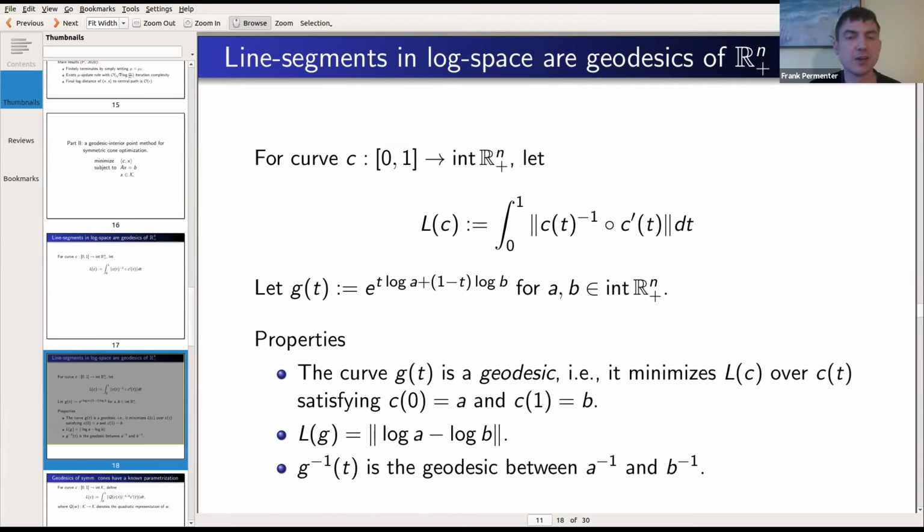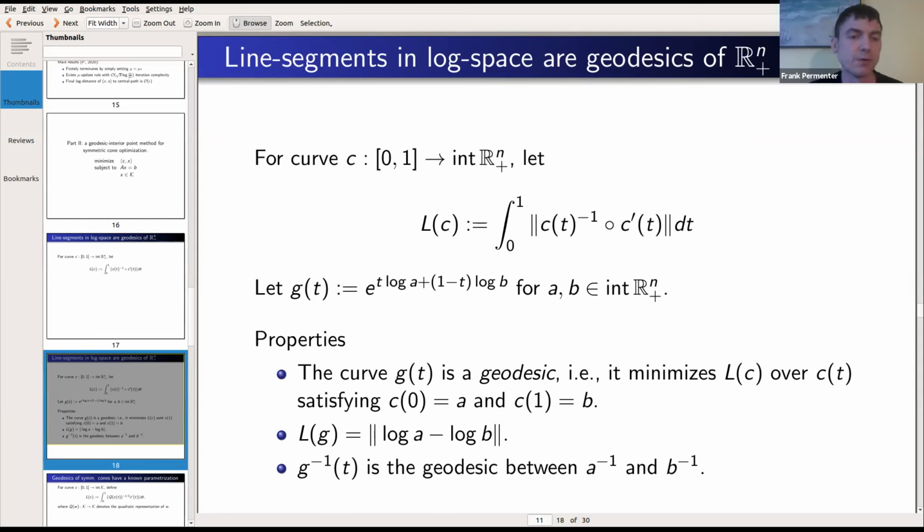So the shortest way to go from point A to point B with respect to this measure is to simply take a convex combination of the logs of the endpoints and exponentiate. Okay, so what else can we say about the geodesics corresponding to this arc length? Well, we have a nice formula for the arc length of a geodesic, so a nice formula for geodesic distance. It's just the log distance of the endpoints.